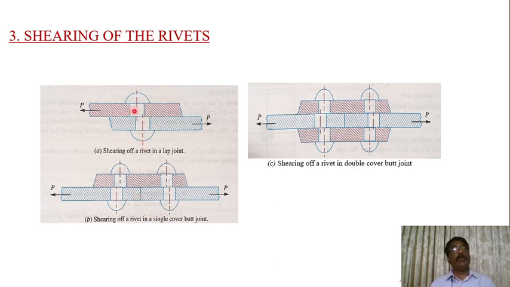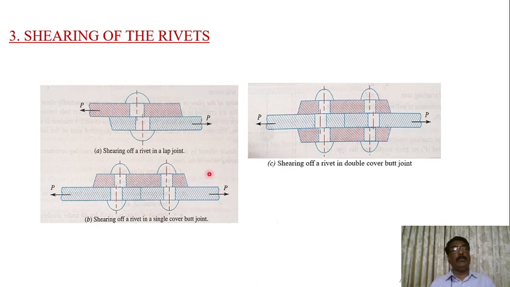If you go for the lap joint, here it is in a single shear, so only one area will resist the shearing. If you consider one rivet here, it is also in a single shear, so you consider one area. But in a butt joint with two cover plates, each rivet will be in a double shear. Therefore, you will have to consider two areas, this area as well as this area.